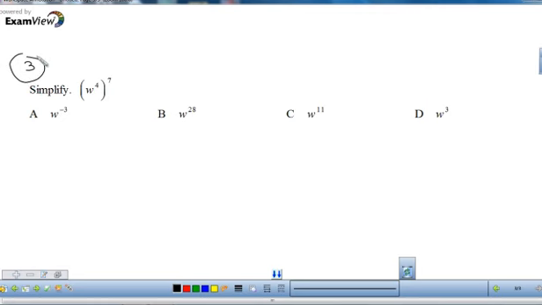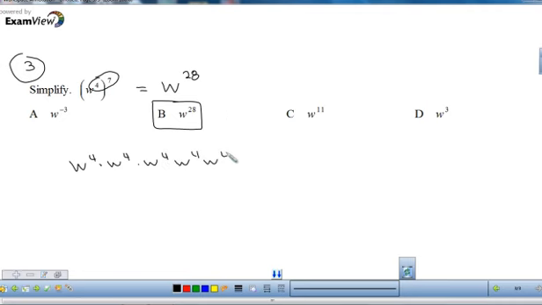Okay, so number 3, we have a power to a power. When we have a power to a power, we multiply the exponents. So we'll get w to the 28th. If you're not sure how to do that, I can also write w to the 4th power 7 times. And you'll see if you count them all, you'll have 28.